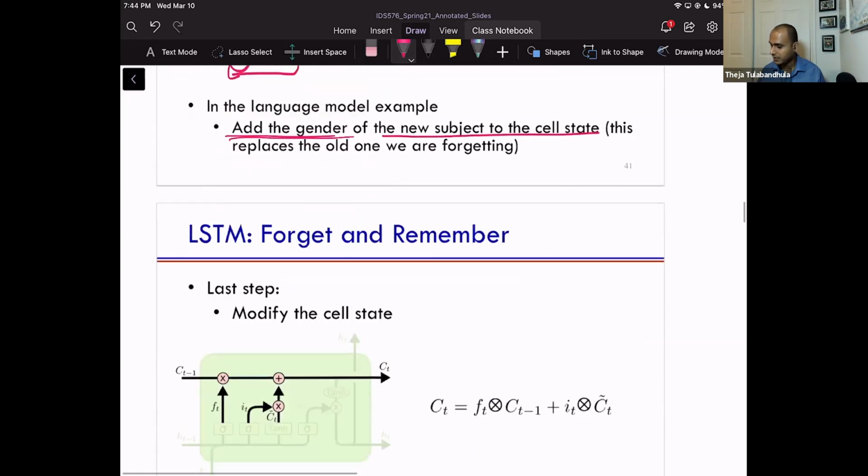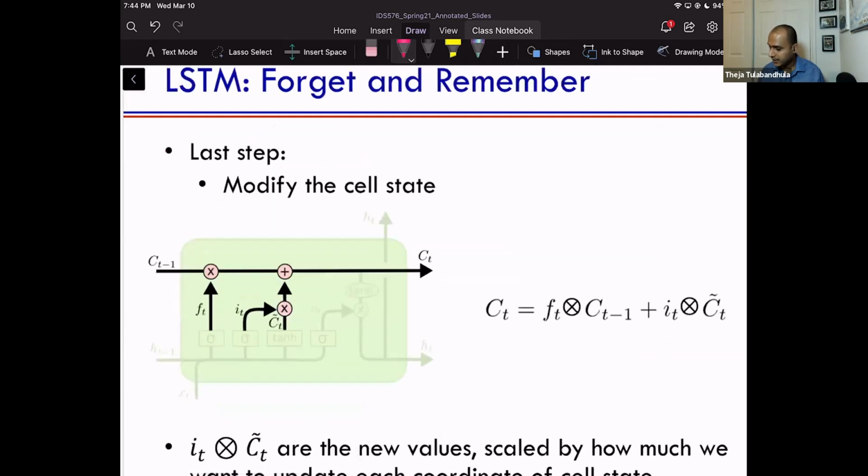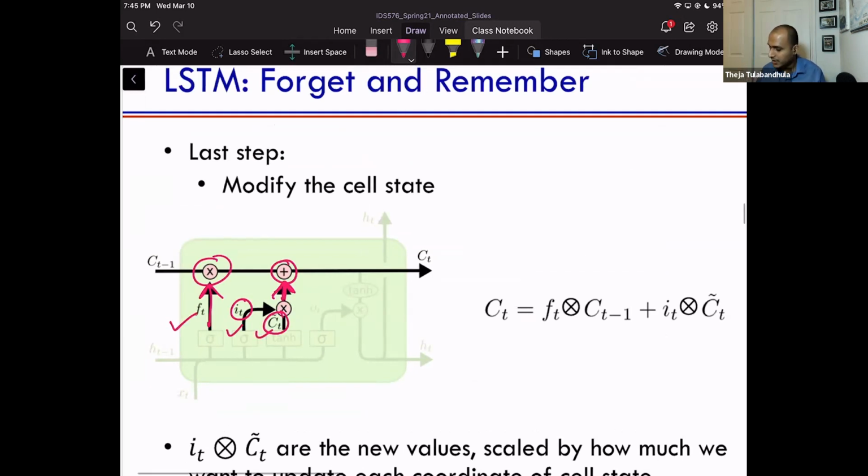If you zoom in here, C tilde t multiplied by the input gate's values gives some output, and that output is added to the cell state. What we did before was remove information from the cell state using the forget gate. So now we have completely changed the cell state. Those are the two operations for going from C_t minus 1 to C_t. And this is the core of the LSTM.